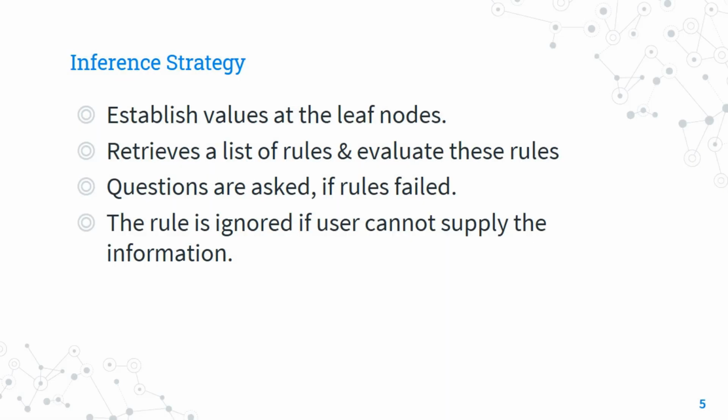Now let's understand the inference strategy of the Inference Engine. So first of all, the Inference Engine attempts to establish values of clinical parameters at the leaf node. Then, based on the current goals, the interpreter retrieves a list of rules which are responsible for these goals and evaluates those rules. It will ask questions to the user if the rules are insufficient to reduce the necessary information. And if the user is not able to supply the information, the rule will be ignored.